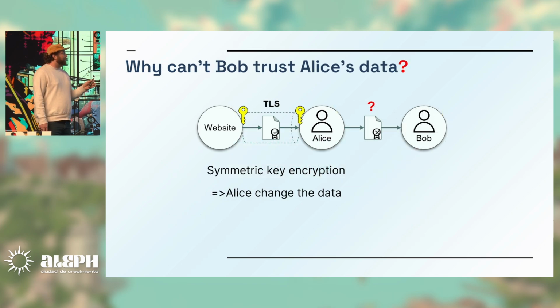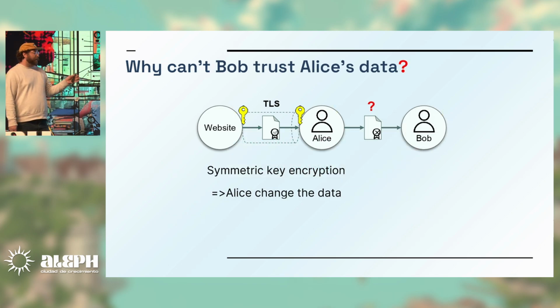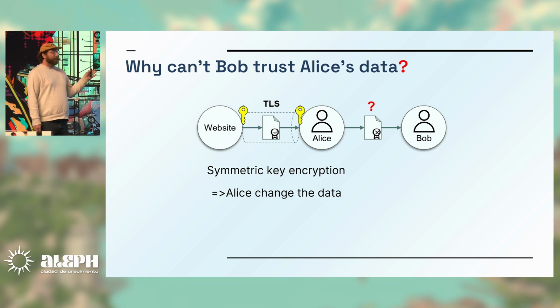So why can't Bob trust Alice's data? Because of the nature of how TLS works, it uses symmetric key encryption. So Alice can go and change this data once her TLS session is complete. And unless she's really bad at Photoshop, Bob has no way of knowing if this data is authentic or not.